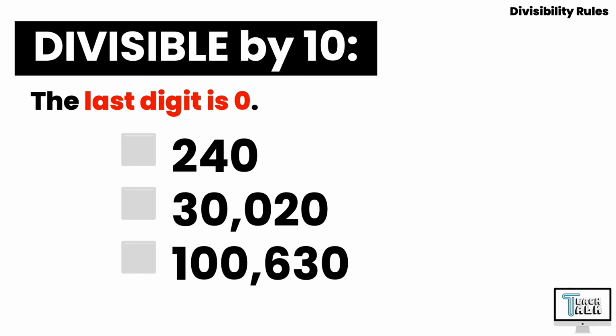For example, we have 240. It ends with 0. Therefore, it is divisible by 10. So 30,020, nagtatapos din ng 0 or it ends with 0. Therefore, it is also divisible by 10. And lastly, we have 100,630. It also ends with 0. Therefore, it is also divisible by 10.